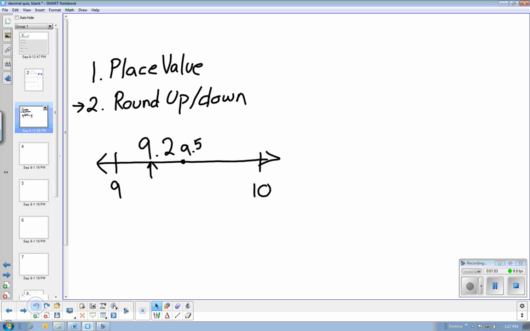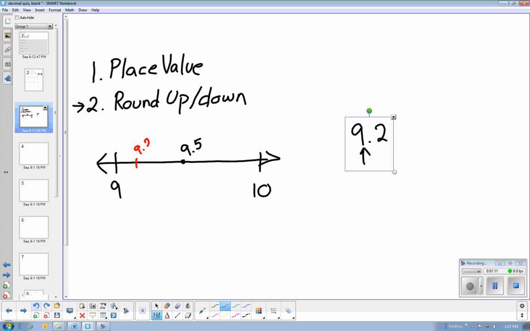Let's just do it like this. 9.2, it's going to fall about right there. And so you can clearly see, if we need to round that to the nearest whole number, that's definitely closer to the 9 than it is to the 10. Let's say that we needed to round 9.7 to the nearest whole number, and 9.7 might be about right here. You can clearly see that that's closer to the 10, not to the 9. So the answer to this one, if you're rounding it, is going to be 9. If you're rounding this, it's going to be 10.